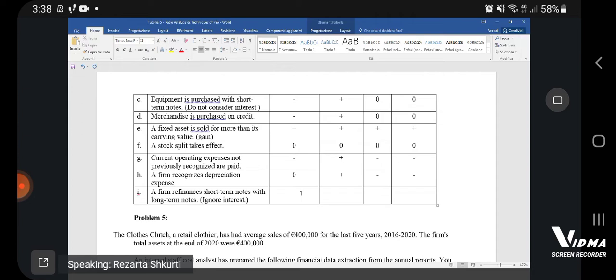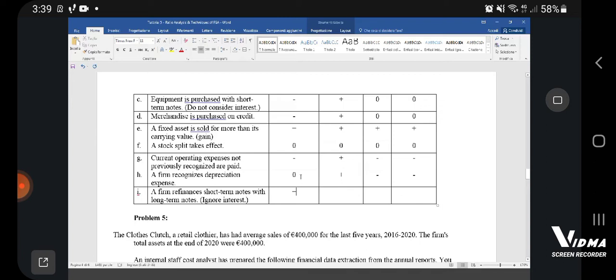So we refinance a short-term loan note with a long-term one. The total liability is the same. I'm just switching the maturity times, okay? So basically, this will not change anything. This will change by decreasing. This will increase the current ratio because current liabilities will be lower than before.